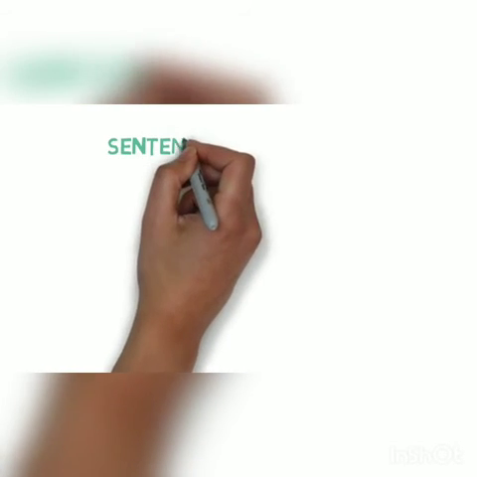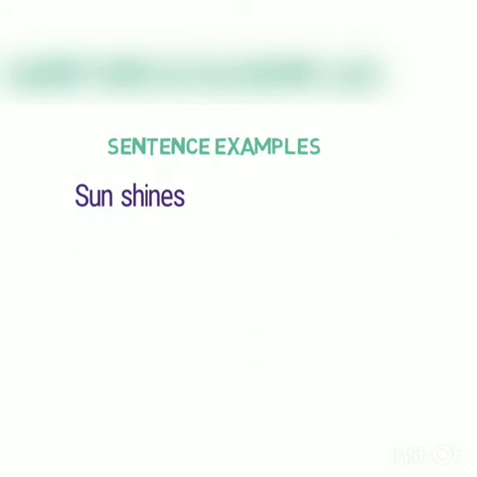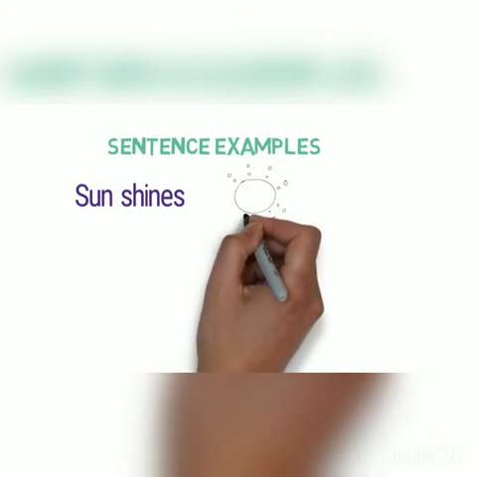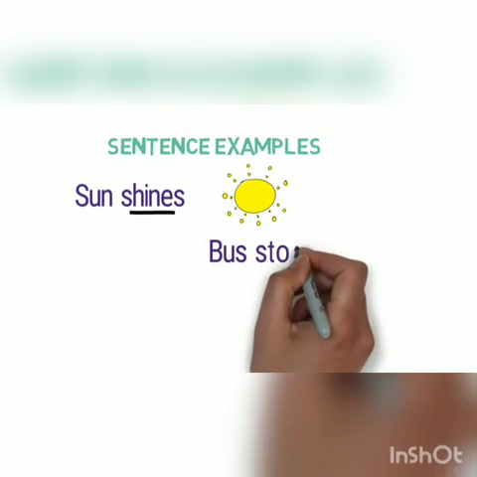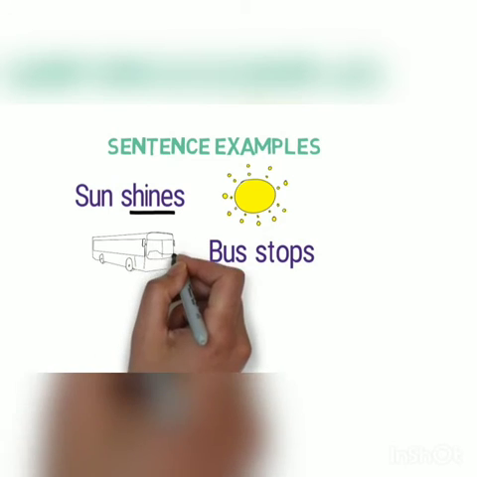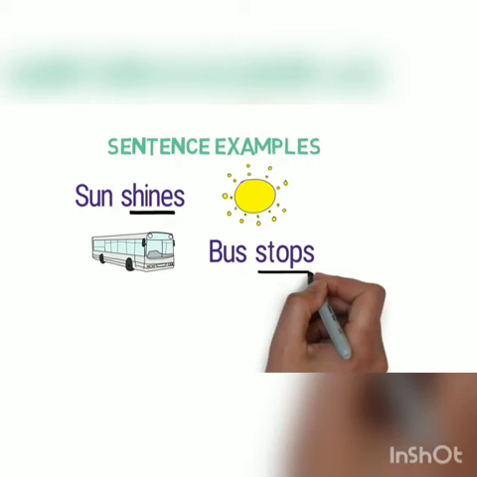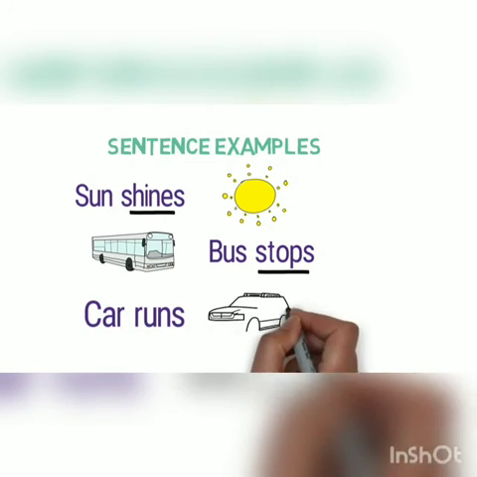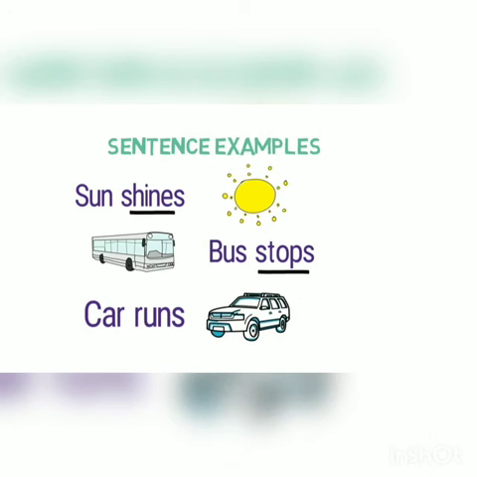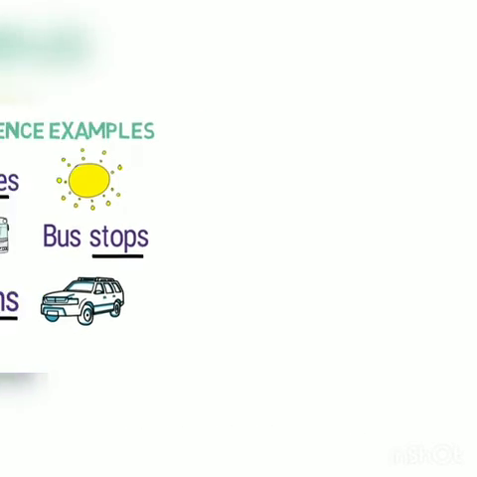Let me give you some sentence examples of them. Sun shines. Here, what is the activity of the sun? It is shining. So, shines is a main verb here. Bus stops. Here, what is the action the bus performs? It is to stop. So, stops is a main verb here. Car runs. Here, what is the activity or action performed by the car? It is running. So, runs is a main verb here.